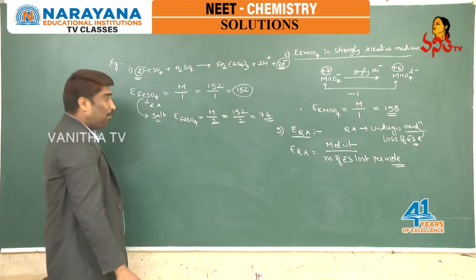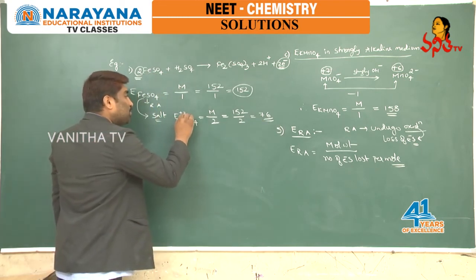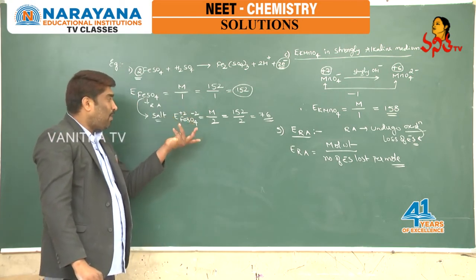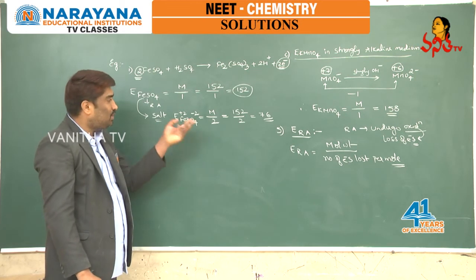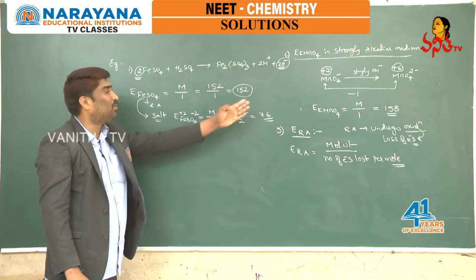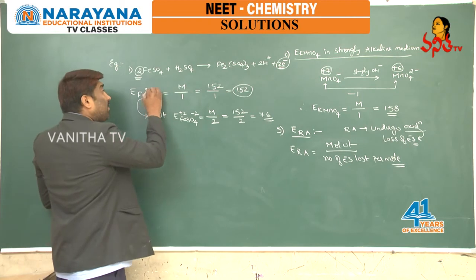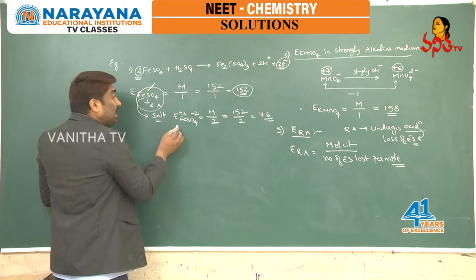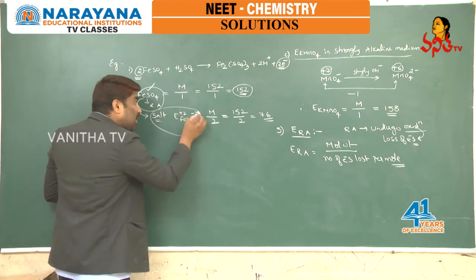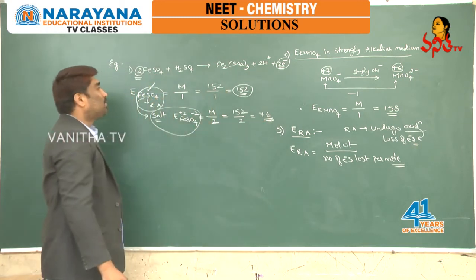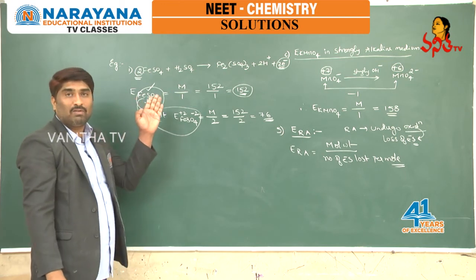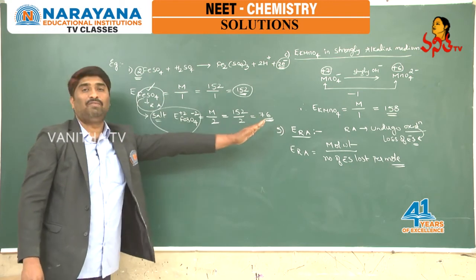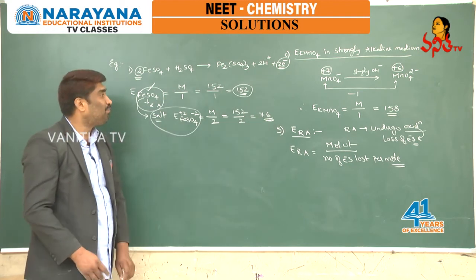Sir, why have you taken it by 2 here? Iron is present in the +2 state, sulfate is present in the -2 state. Therefore, the total number of positive charges or negative charges is 2. Equivalent weight is molecular weight by 2, that is 76. Here, the equivalent weight of FeSO4 as a reducing agent is 152. The equivalent weight of ferrous sulfate as a salt is 76 only. So, if the question asks the equivalent weight of ferrous sulfate as a reducing agent, it is 152. As a salt, it is 152 by 2, which comes to 76.